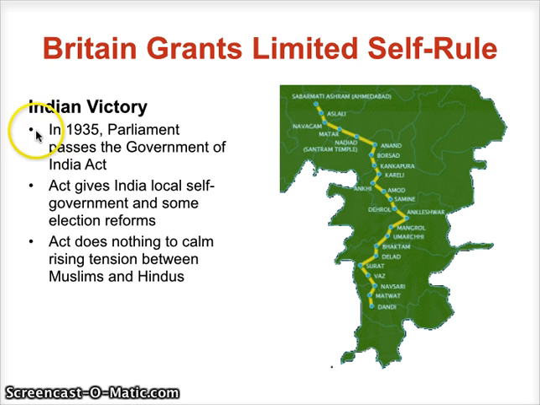In 1935, we have the Parliament passes the Government of India Act. What this does is it's giving India local self-government, and it's also giving some election reforms. But it doesn't really do much to calm this tension that always happens between Muslims and Hindus.